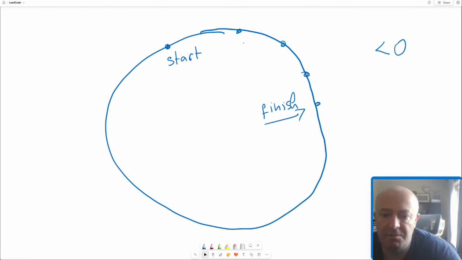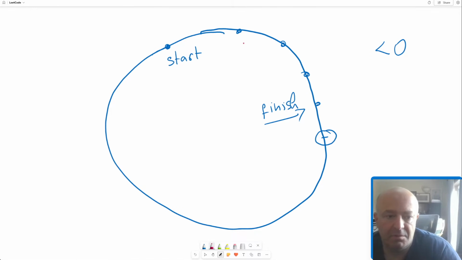So it's under 0. So that means we cannot reach the next gas station. This next gas station is problematic. Reaching there, we can't do that. So let's say we moved start slightly earlier. We moved start here. Let me change to a new color. So this is a new start.